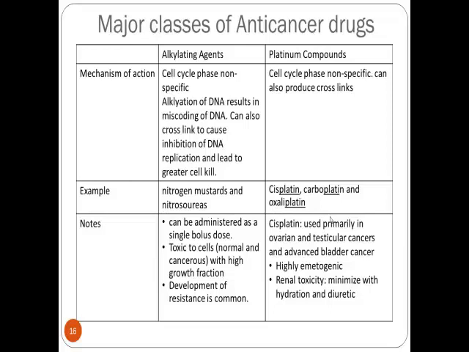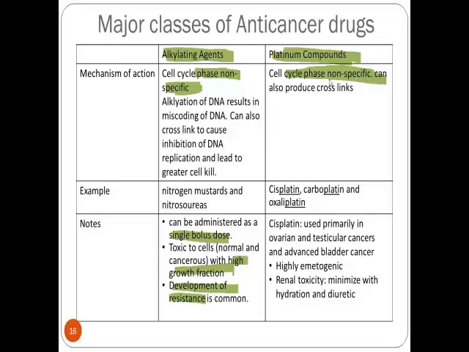So this slide and the next slide basically give you 5 major classes of drugs. So these are the major classes. Both these drugs are cell phase non-specific, right? And as I said before, they can be administered as a single bolus, just a once-off thing. Toxic to cells with a high growth fraction, but the cancer can also develop resistance to that.